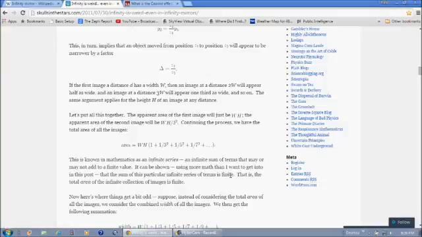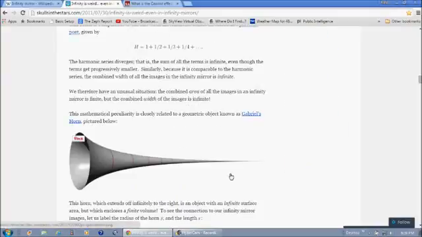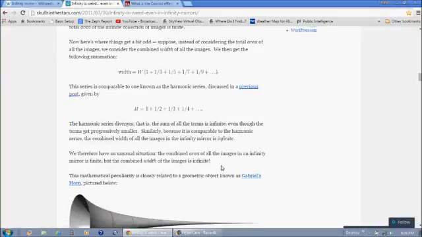You can read the whole thing. We're going to skip down here for a bit and get to the point I want to bring in. The harmonic series diverges, and the combined width of all the images is comparable to the harmonic series. What he's discovered here through his mathematics is that the up and down vertical is finite, but the wide view is not. We therefore have an unusual situation.